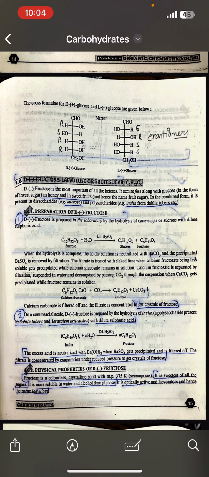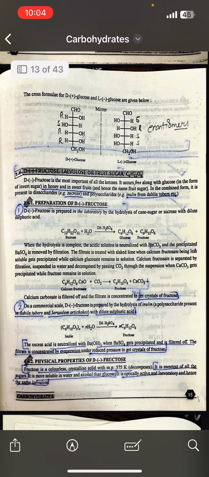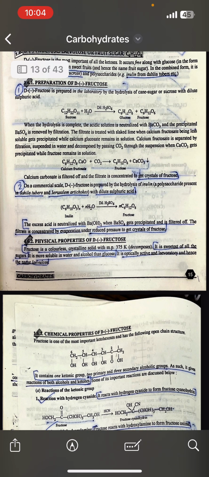D-fructose in the laboratory is prepared by the hydrolysis of cane sugar or sucrose with dilute sulfuric acid. On a commercial scale, it is prepared by the hydrolysis of inulin, a polysaccharide present in dahlia tubers, with sulfuric acid. The excess acid is neutralized with barium hydroxide, when barium sulfate gets precipitated and is filtered off. The filtrate is concentrated by evaporation under reduced pressure to get crystals of fructose.